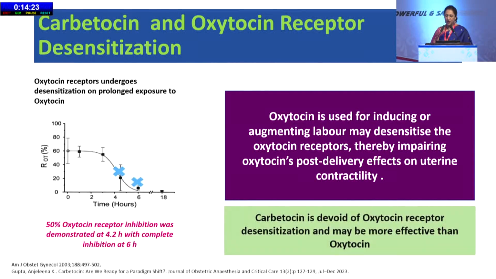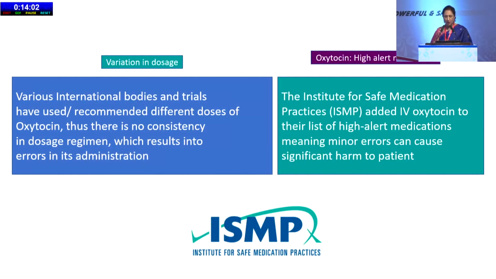Oxytocin is used for inducing and augmenting labor. It may desensitize the oxytocin receptors, thereby impairing oxytocin's post-delivery effects on uterine contractility. Oxytocin receptor inhibition starts at 4.2 hours and completely inhibits in 6 hours, whereas carbetocin is devoid of all this.